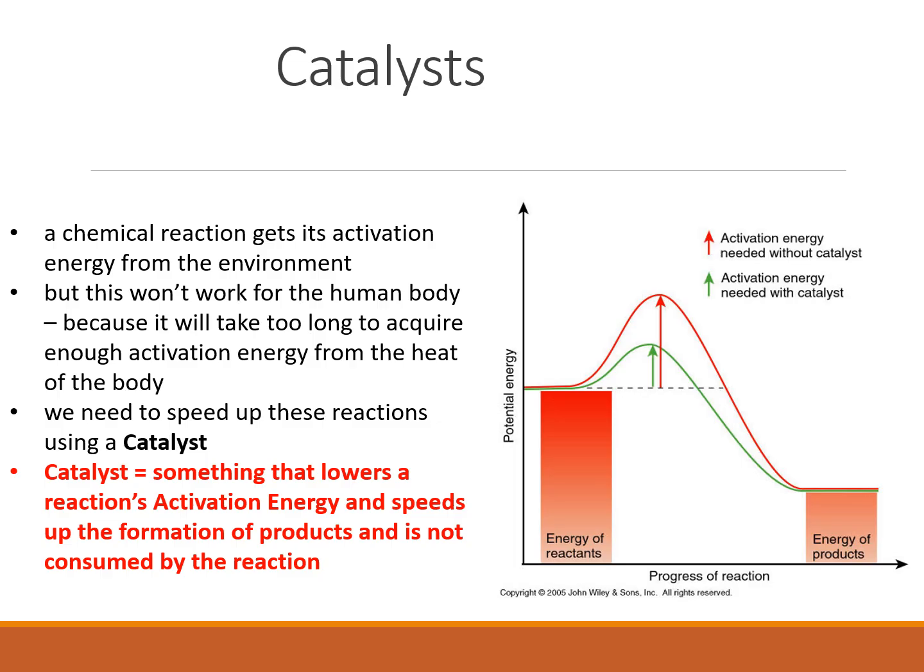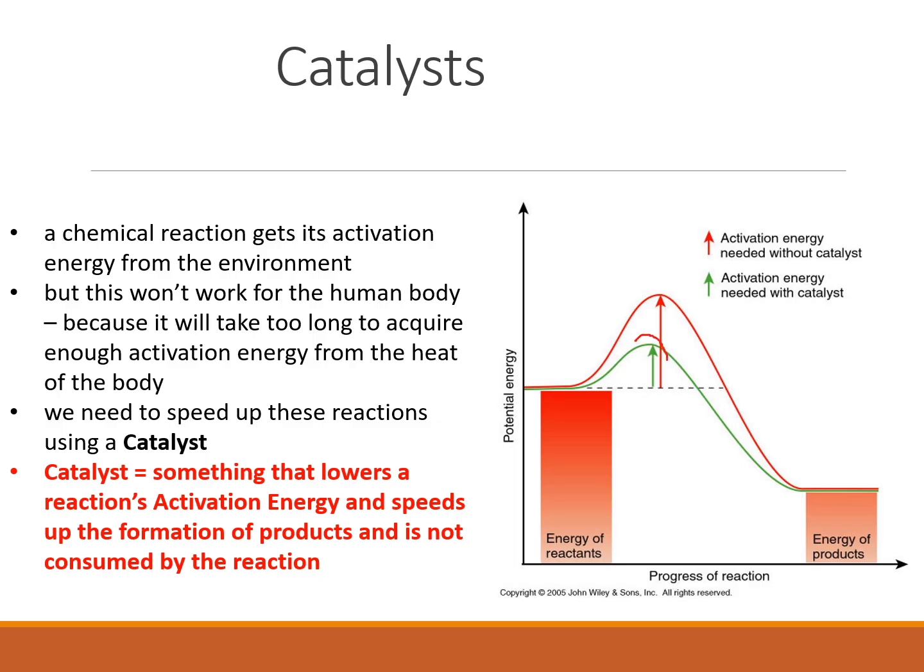A catalyst is something that lowers a reaction's activation energy, it speeds up the formation of products, and it is not consumed in that reaction. So in this figure on the right-hand side, we have two reactions. We have the top line right here in red, which is our typical chemical reaction, and the lower line right here shown in green is a reaction under the influence of a catalyst.